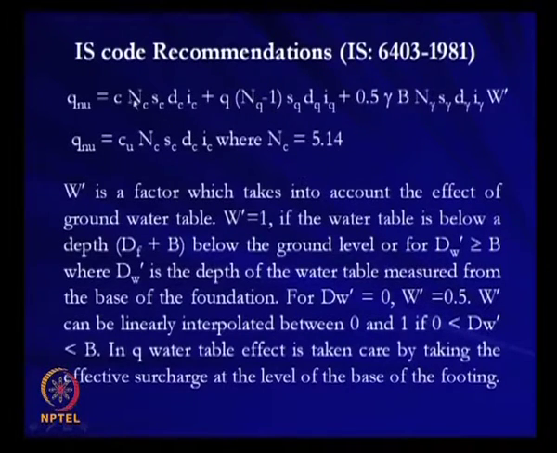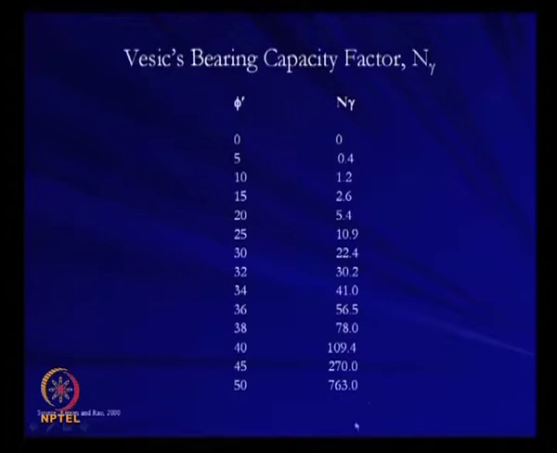So, to determine the Nc and Nq, you can take the help of the Meyerhof bearing capacity table. But to calculate the N gamma, we have to go for this table. This is the basic bearing capacity factor N gamma. By using this table, we can determine the N gamma for different friction angles, which vary from 0 degree to 50 degree, and the value varies from 0 to 763.